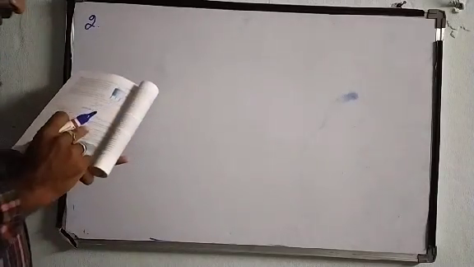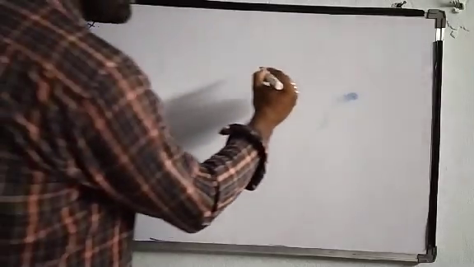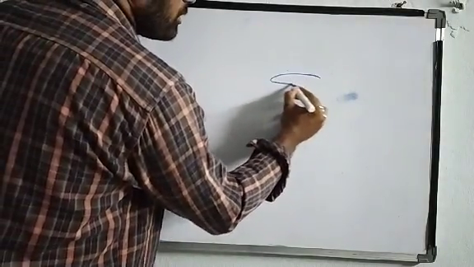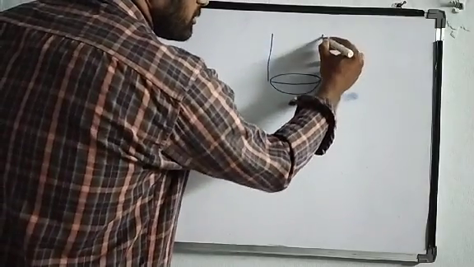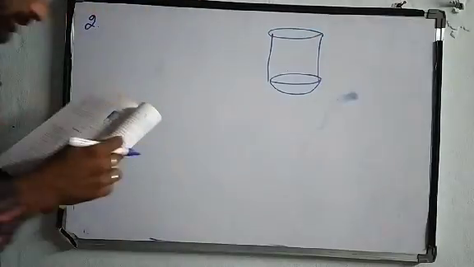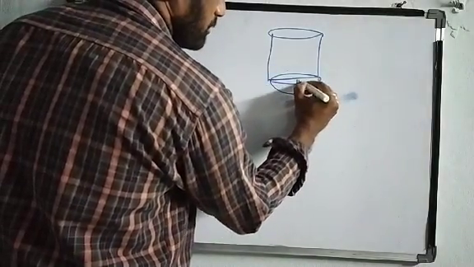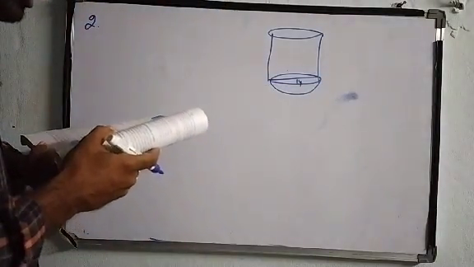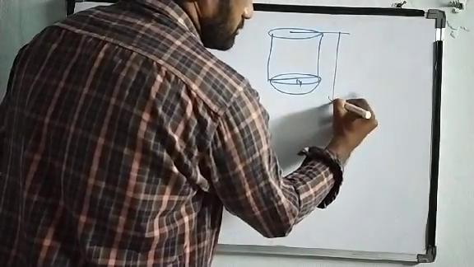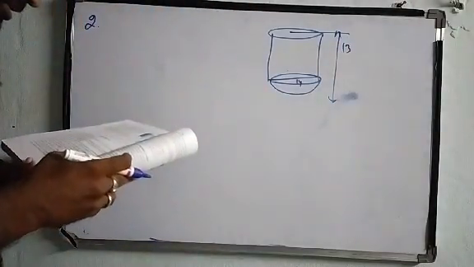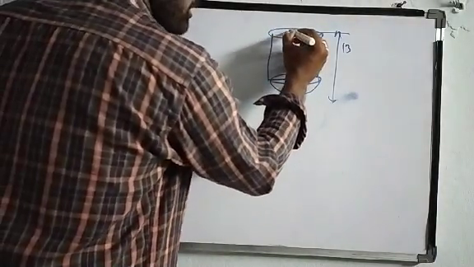For the second question, the question is given that a vessel is in the form of a hollow hemisphere mounted by a hollow cylinder. So there is a hollow hemisphere mounted by a hollow cylinder, and the diameter of the hemisphere is 14. So total diameter is 14, and the total height of the vessel is 13. From here to here total height is 13. Find out the inner surface area of the vessel. So we need to find out this surface area.